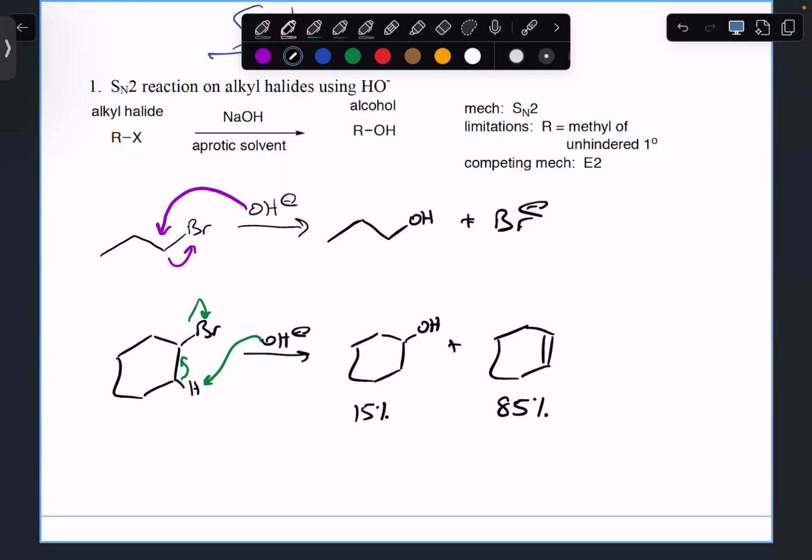So the bottom line is you can do this direct SN2 displacement if and only if you have methyl or primary halide. Secondary is going to give you a mix, but it will lean towards E2. And certainly, obviously, if you had a tertiary halide, you'd get exclusively E2. Okay, questions on that?